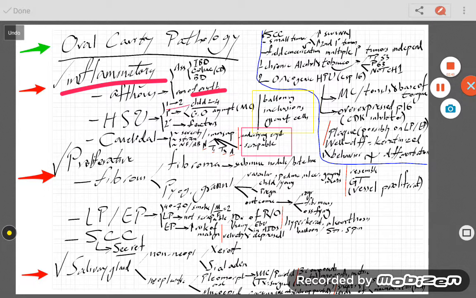Second category of the oral cavity lesions are the proliferative lesions. Fibrous lesions, leukoplakia, erythroplakia, and squamous cell carcinoma belong to the proliferative lesions. What are the fibrous proliferative lesions of oral cavity? They include fibromas and pyogenic granuloma. What's important about fibroma, you should remember that fibromas of the oral cavity are submucosal nodules seen alongside the bite lines. The second important point is the pyogenic granuloma, the second important entity of proliferative fibrous lesions of oral cavity.